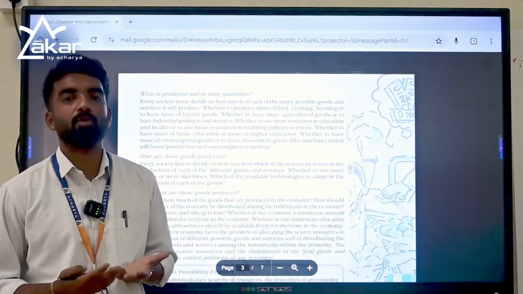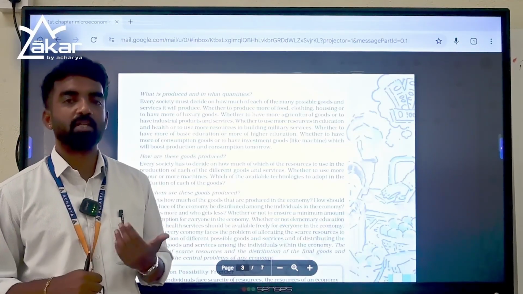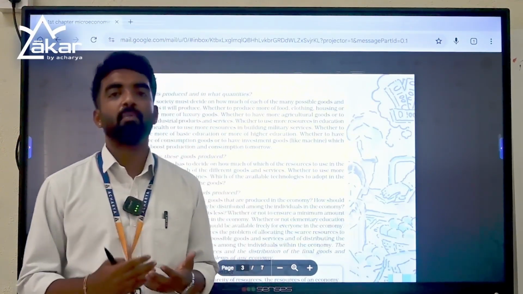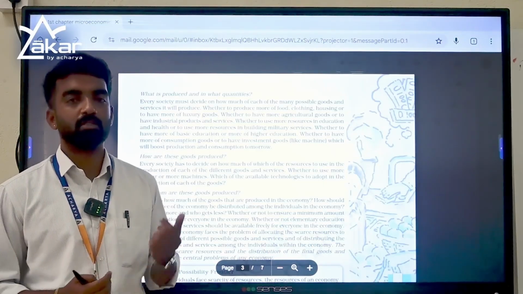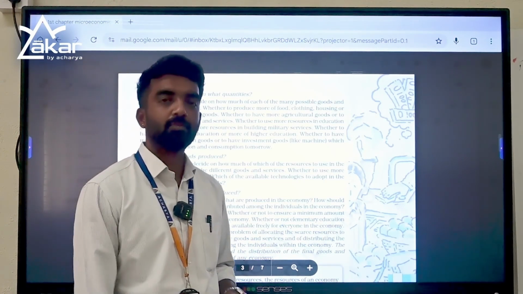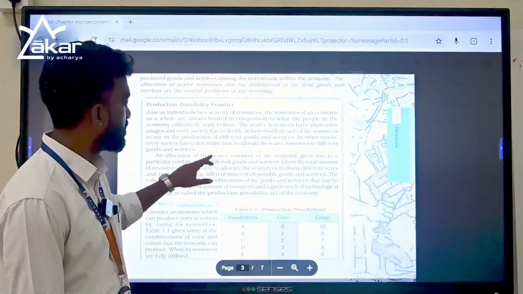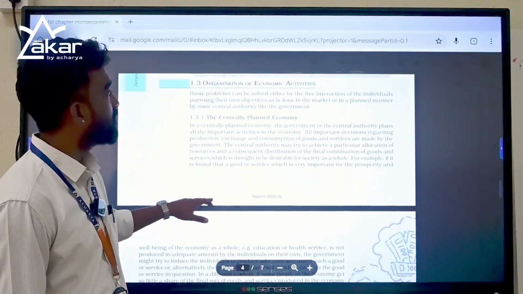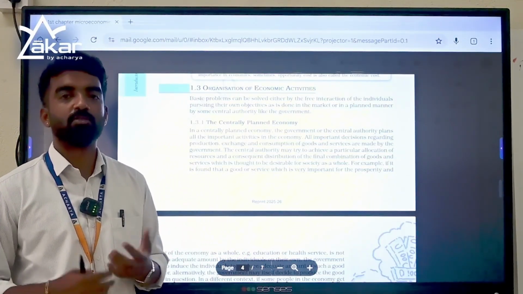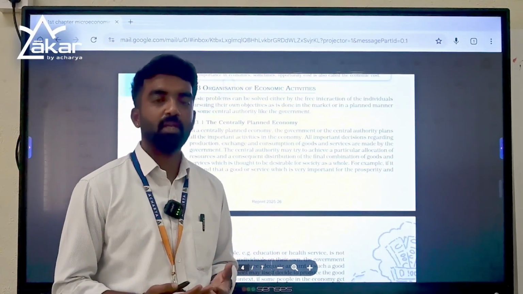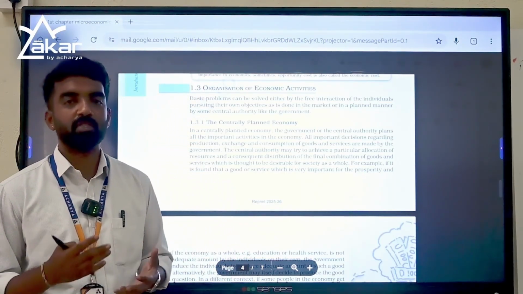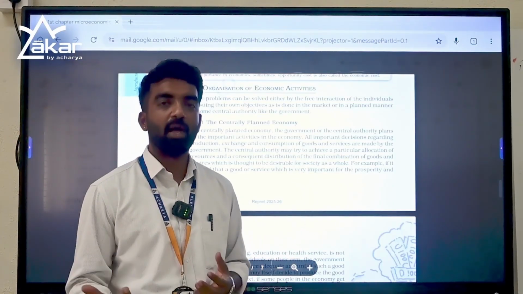And how to distribute? How do you distribute? Based on their purchasing power or based on need or wants? These are the three major or central problems of economics. What to produce, how to produce, and for whom to produce. So what do you think the answer to these questions is? The answer lies in different types of economy. They are centrally planned economy, which is also called socialistic economy, market economy, which is also called capitalistic economy, and the third one is mixed economy, which is a blend of both centrally planned and market economy.